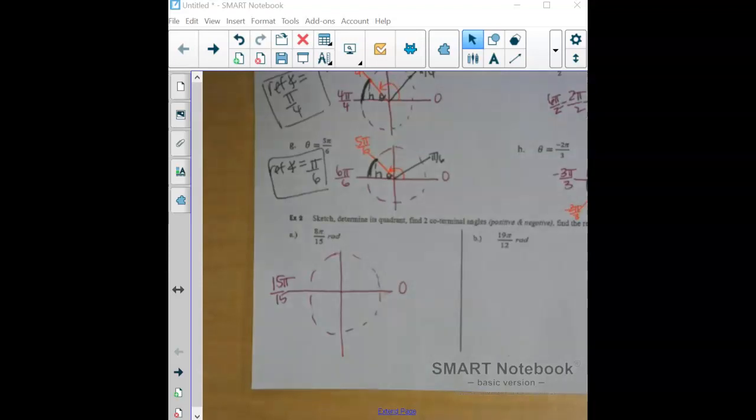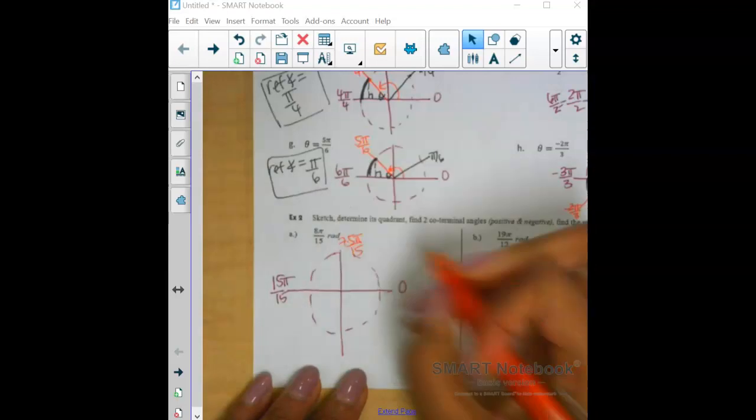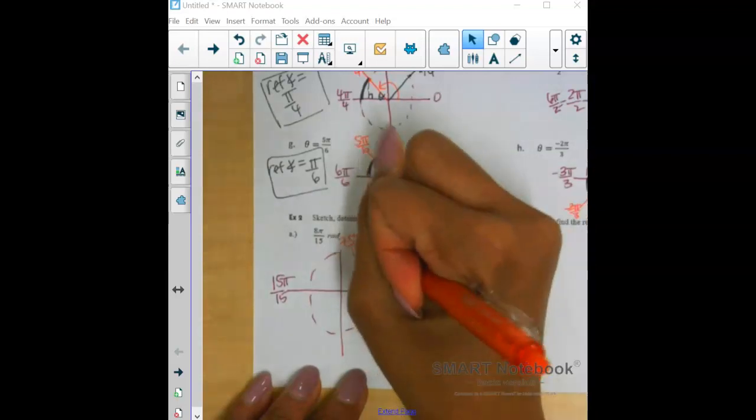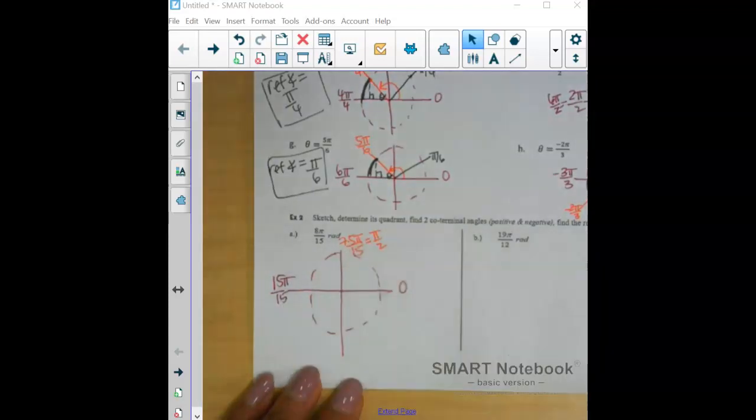Gabriel, what quadrant do you think 8 pi over 15 is going to be in? 2. Okay, why 2? Don't just tell me you guessed. Why bigger than 7? What's so important about 7? Because 15 is bigger than 14. Okay, and what's 15 divided by 2? It's about 7 point what? 7.5. It's about 7.5. Smaller than 8. 7.5 over 15 is the same thing as pi over 2, because we're literally taking half of 15. 7 pi over 15 is just going to reduce to pi over 2.